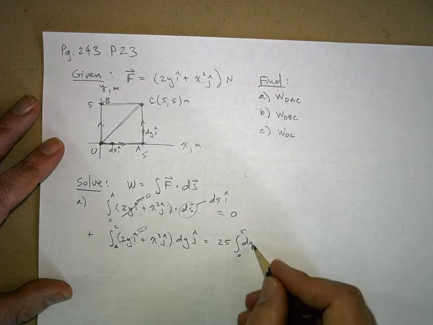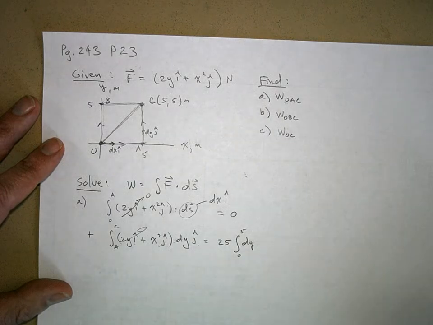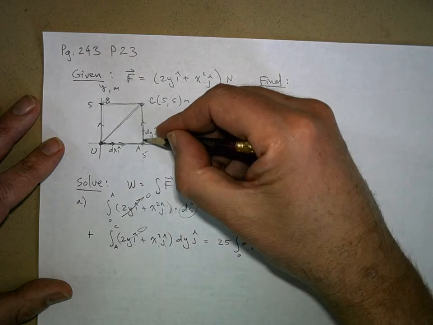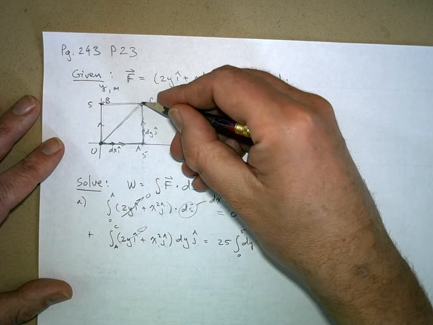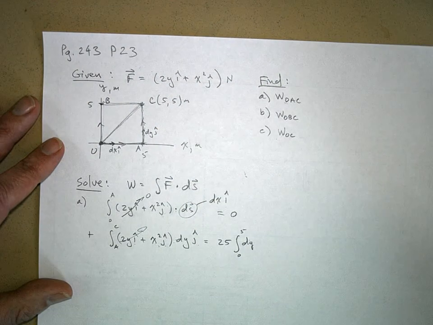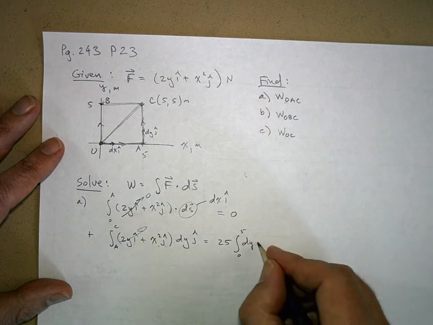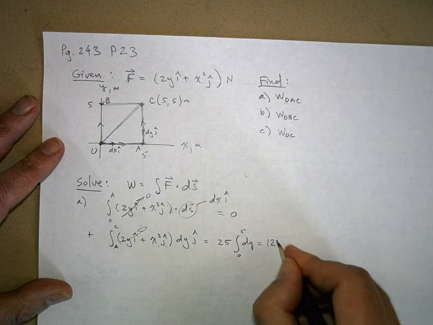Well, what is the integral of dy from 0 to 5? It's just 5. Right? You just add up all the little dy's, and what are you going to get when you go from here to here? You're going to get 5, a length of 5 meters. You see that? And so 25 times 5 is 125 joules.